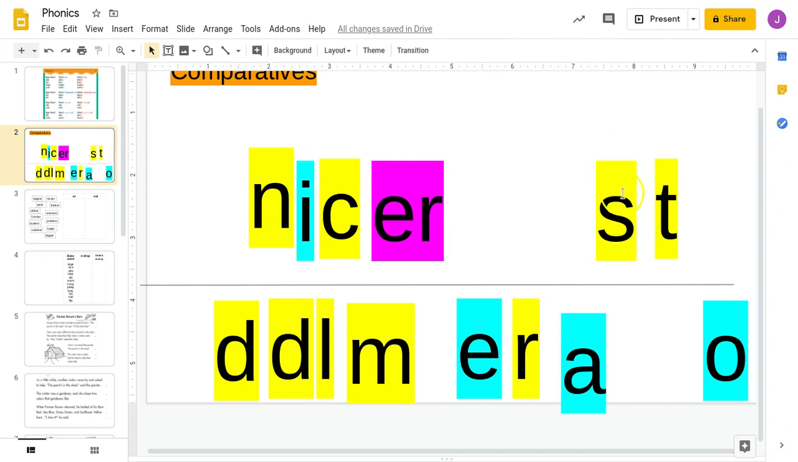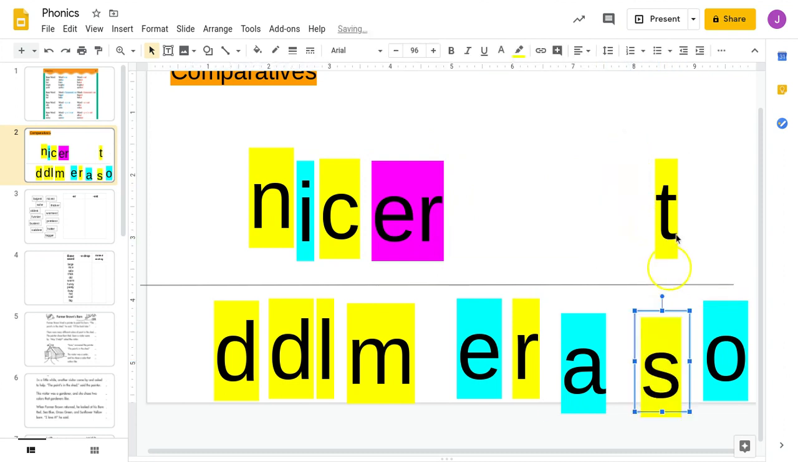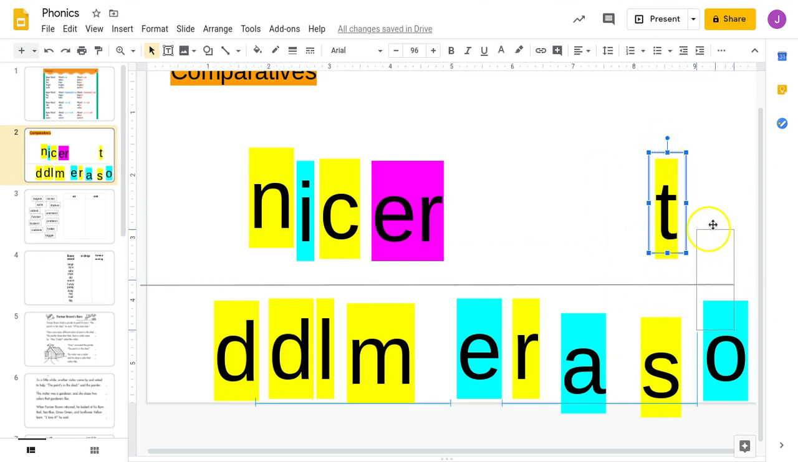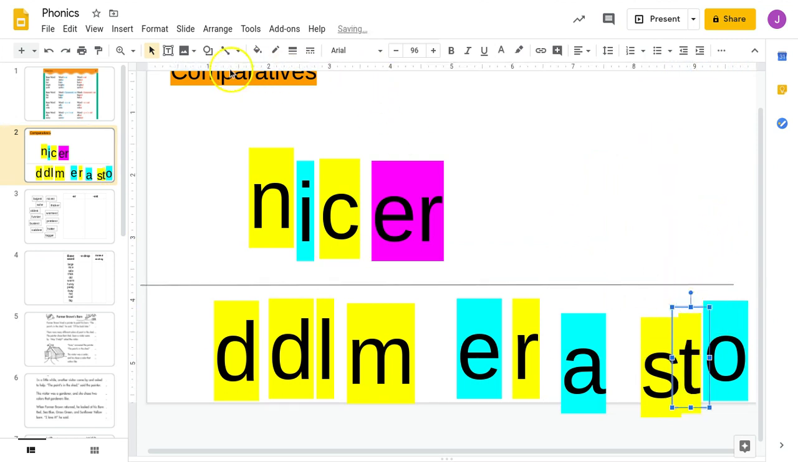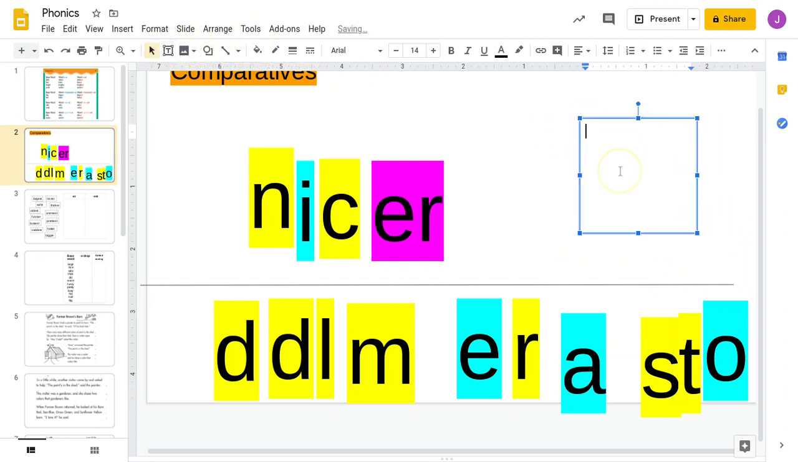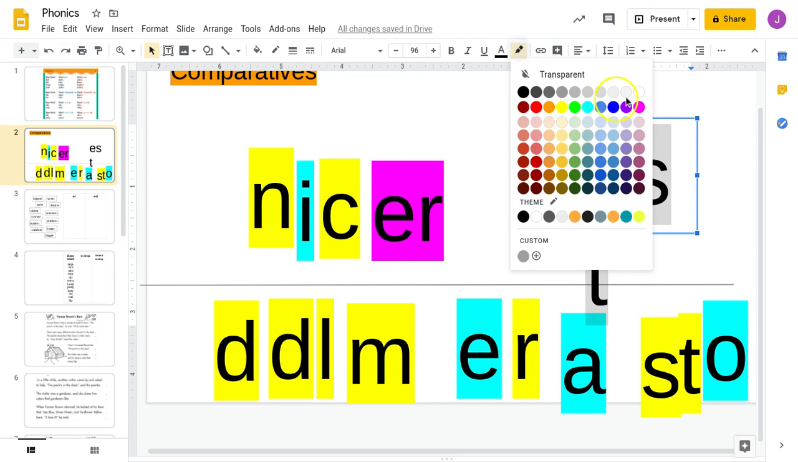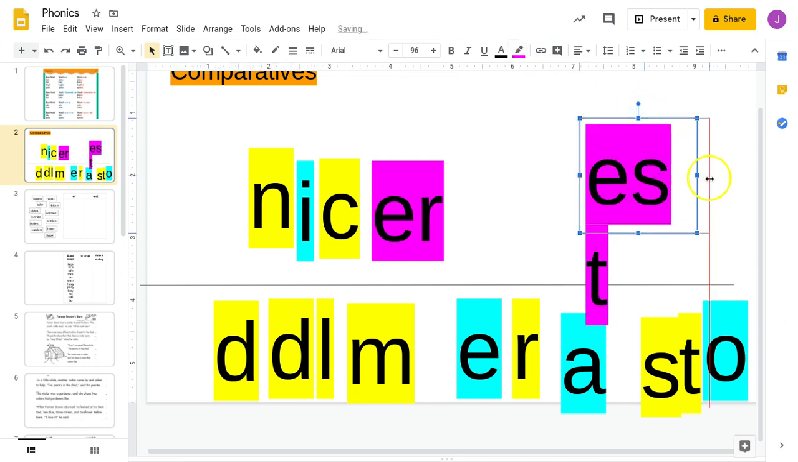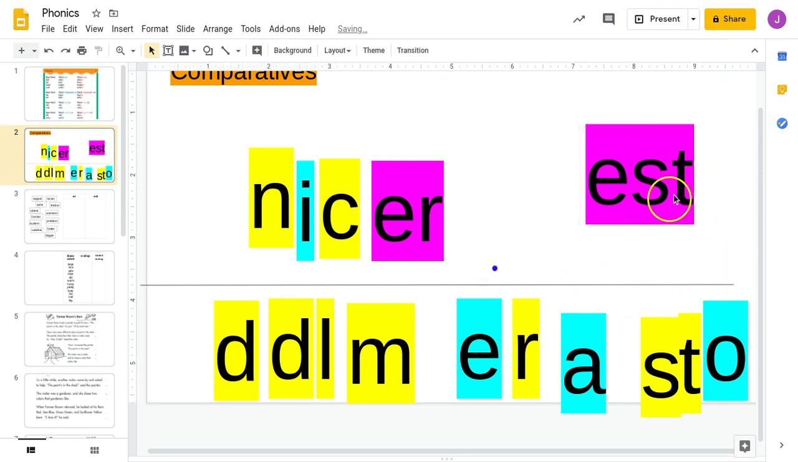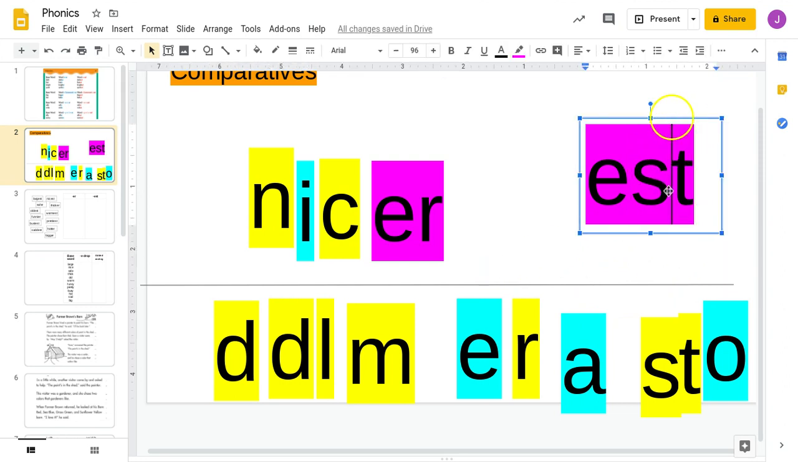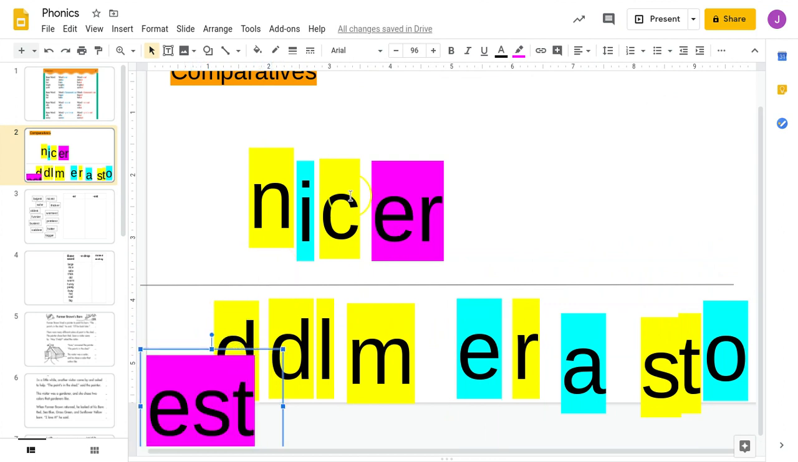I'm going to get rid of this too. Probably don't even need those, to be honest. Sorry. You know, if we were in the classroom, making these changes would be a lot easier. I went with purple. Okay. Now we don't need this one, so let's move it down here for now. Okay, so nice became nicer.